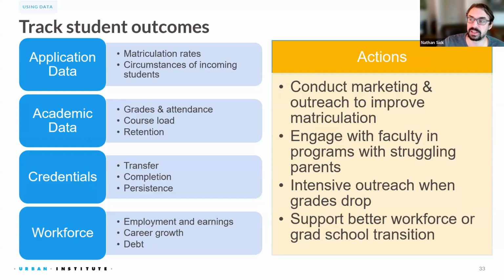So all of these, when paired with parenting student data, you can take actions like conduct marketing and outreach to improve matriculation. So you can reach out to students who are parents who applied but didn't attend your school. You can engage with faculty and programs with struggling parents. This is a huge one. Looking at grades and completion across specific programs, you can highlight programs where student parents aren't doing as well for whatever reason, and reach out to the faculty there and see if there are any policies that you can tweak to help with that. Intensive outreach when grades drop.